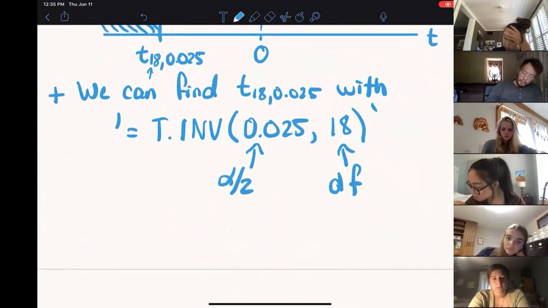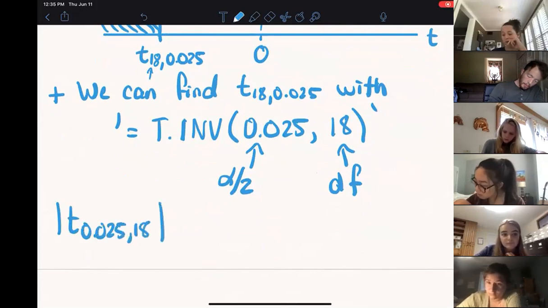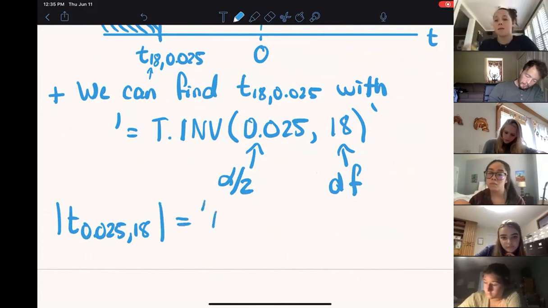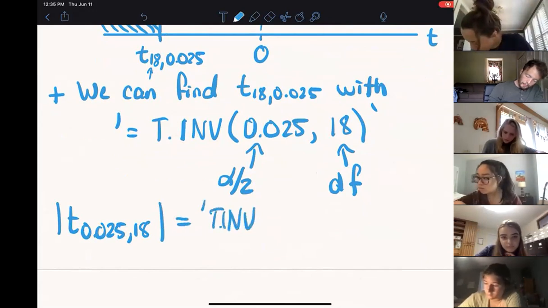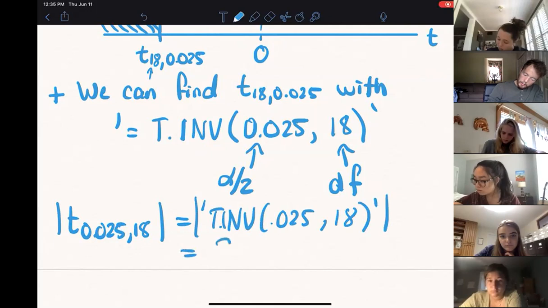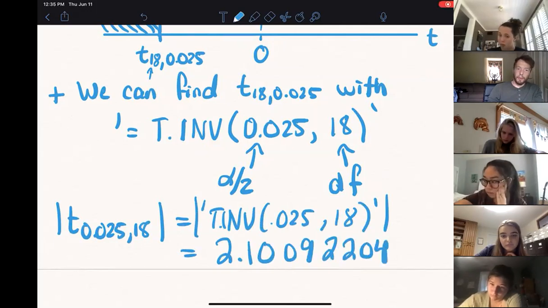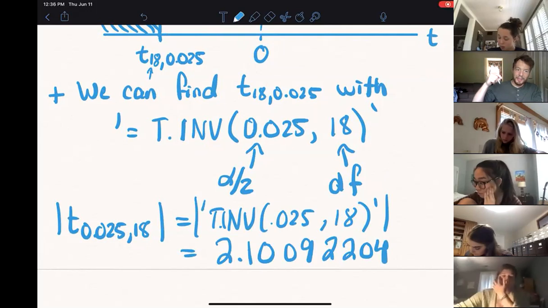So let me try to do it here. What we wanted was the absolute value of t.0025 comma 18, which is just going to be this Excel function right here, the absolute value of it, which is going to be 2. If you plug this into Excel, I might show you at the end of class if we have time, but it's straightforward. This is the function, just plug it in and press enter.